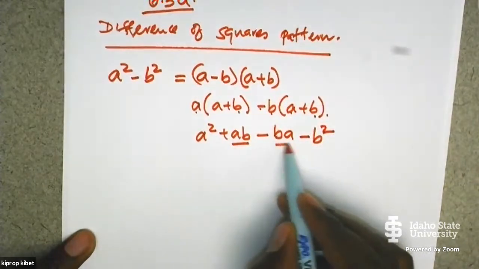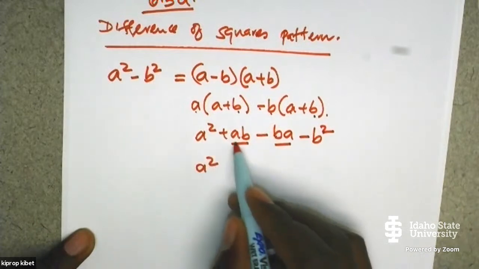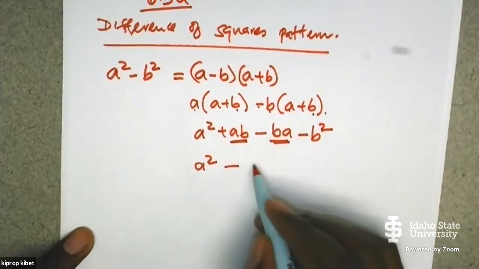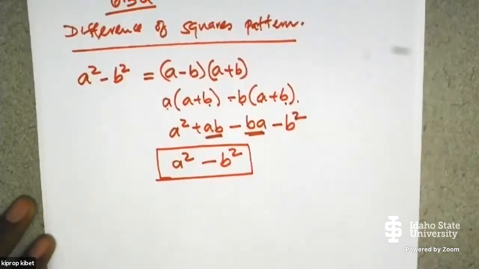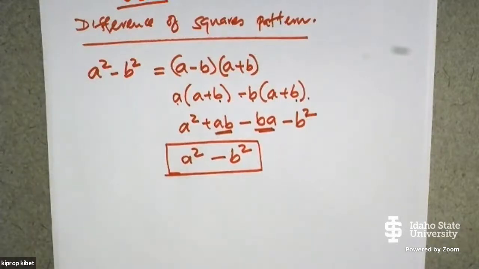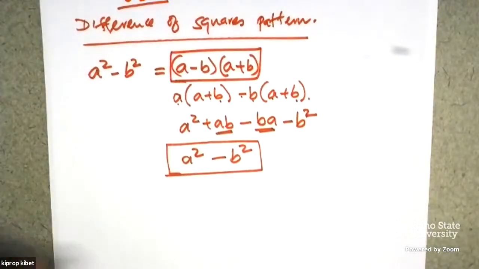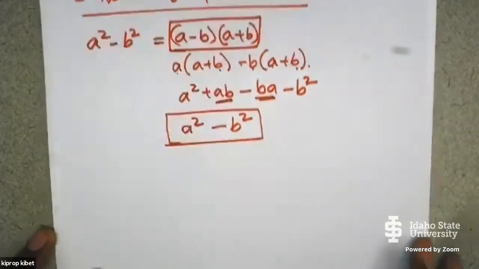So ab and ba are the same, right? So that means a squared, ab minus ab is 0. So what remains there is minus b squared. Are we together? Therefore, a squared minus b squared is a difference of two squares, and it is similar to a minus b, a plus b.